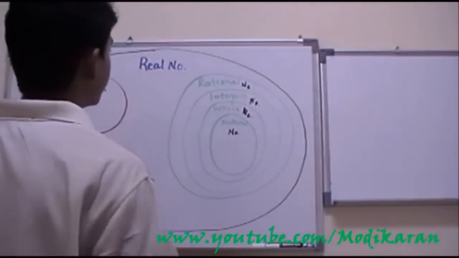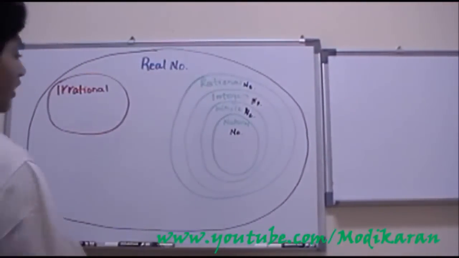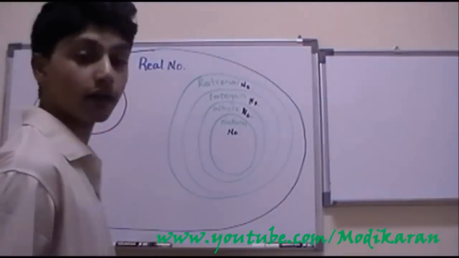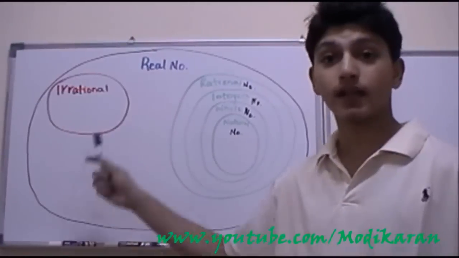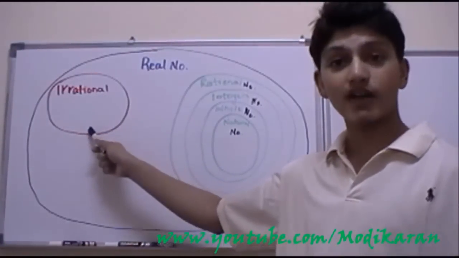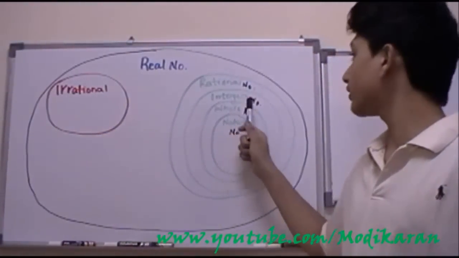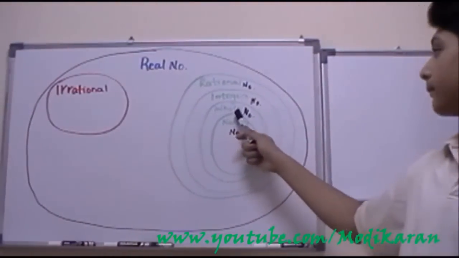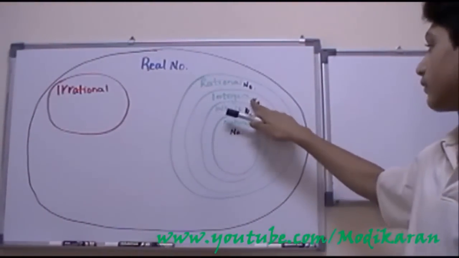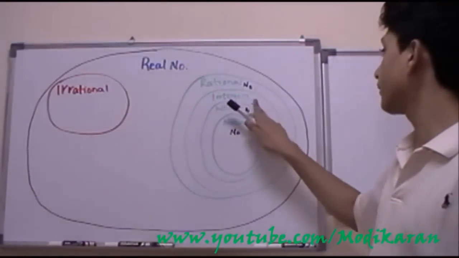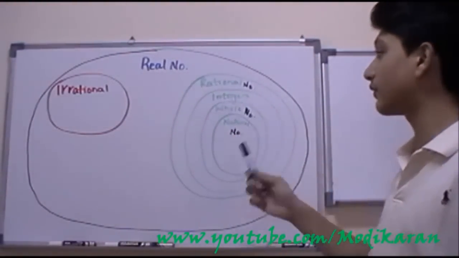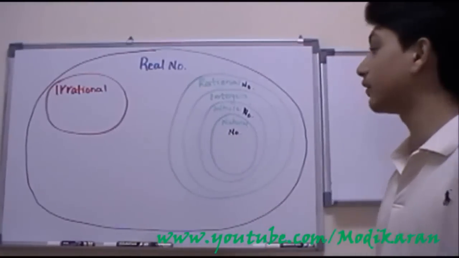So what I've done is drawn the picture of the things that we learned so far. Okay, so far we talked about different types of numbers. That is real numbers, irrational numbers, rational numbers, integers, whole numbers, natural numbers. So I just drew the diagram which consists of this many types of numbers. So let me just go through this.